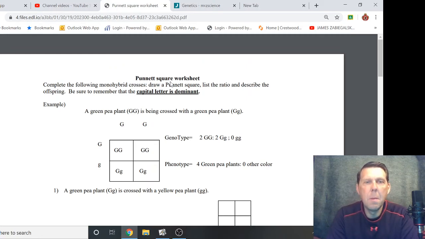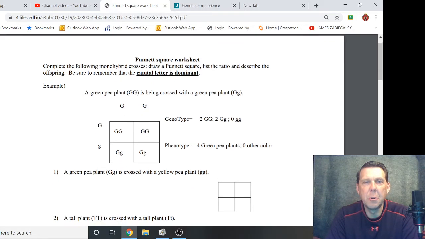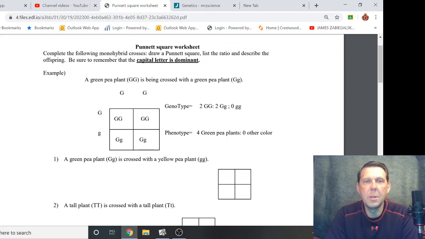Complete the following monohybrid. That's what this is called, monohybrid, meaning it's only one trait, on or off. There's only yellow or green, wrinkled or smooth, purple or white. Draw a Punnett square, list the ratios, and describe the offspring. Be sure to remember capital letter is dominant. So here is one that was done.